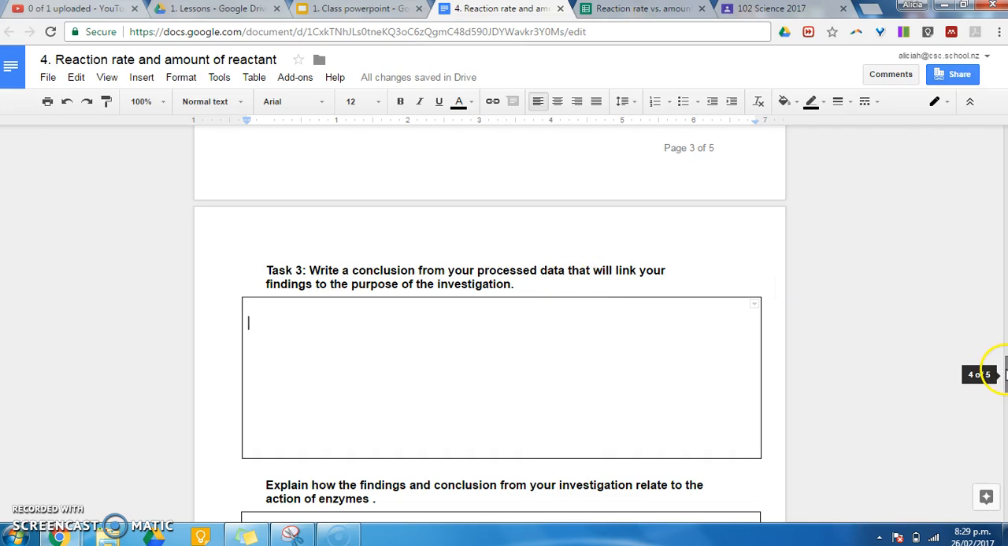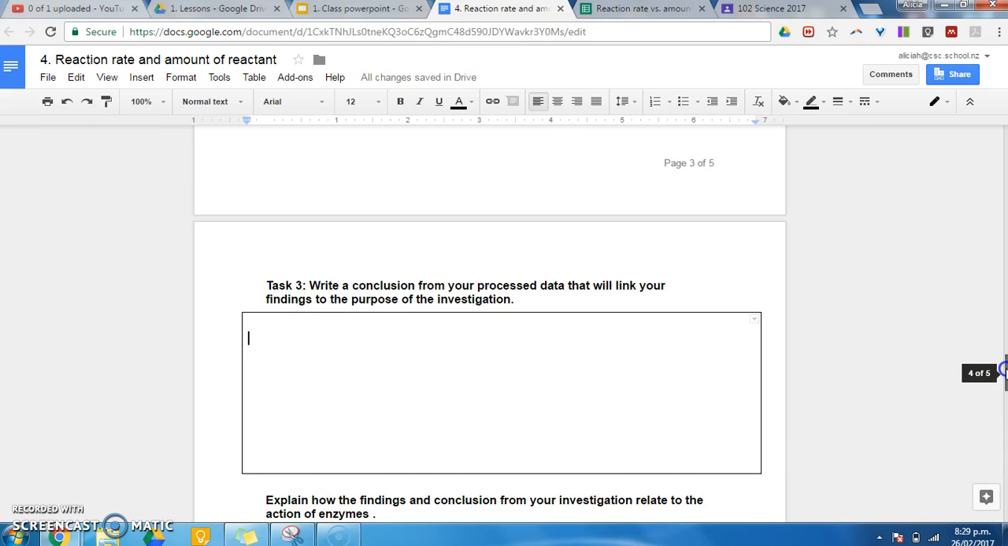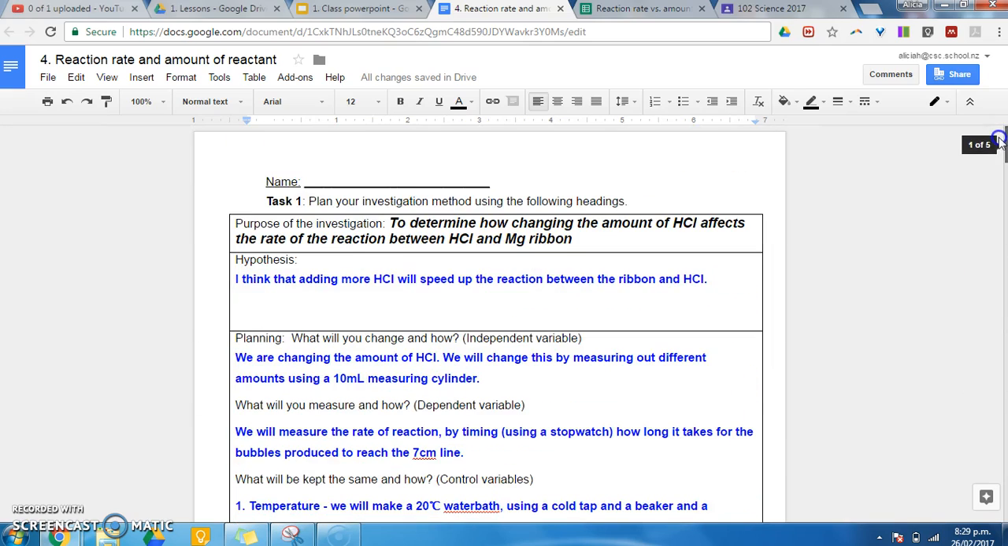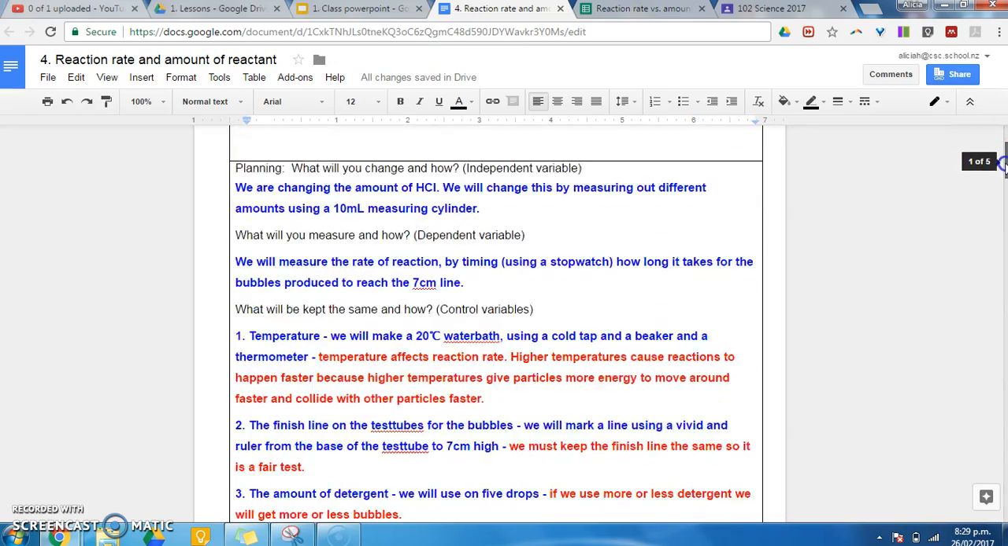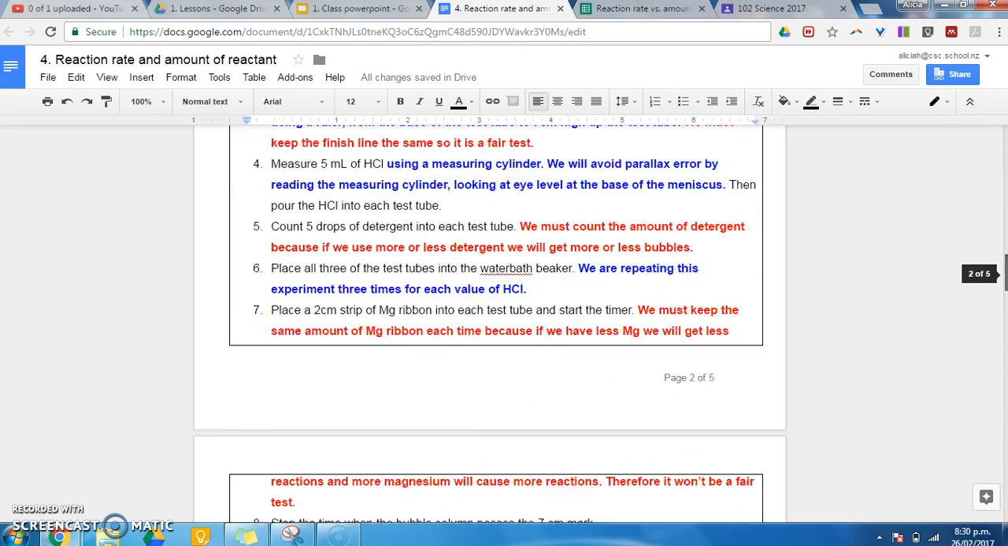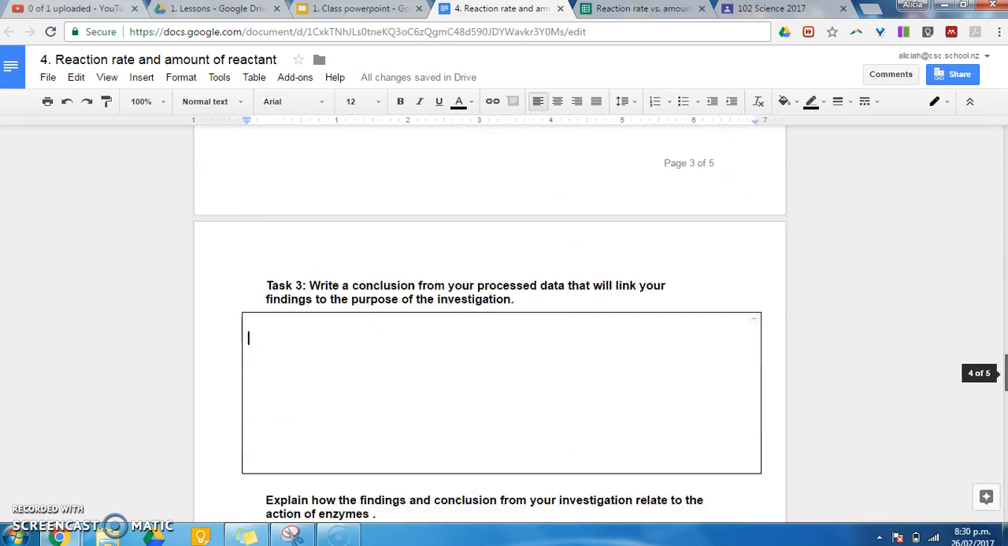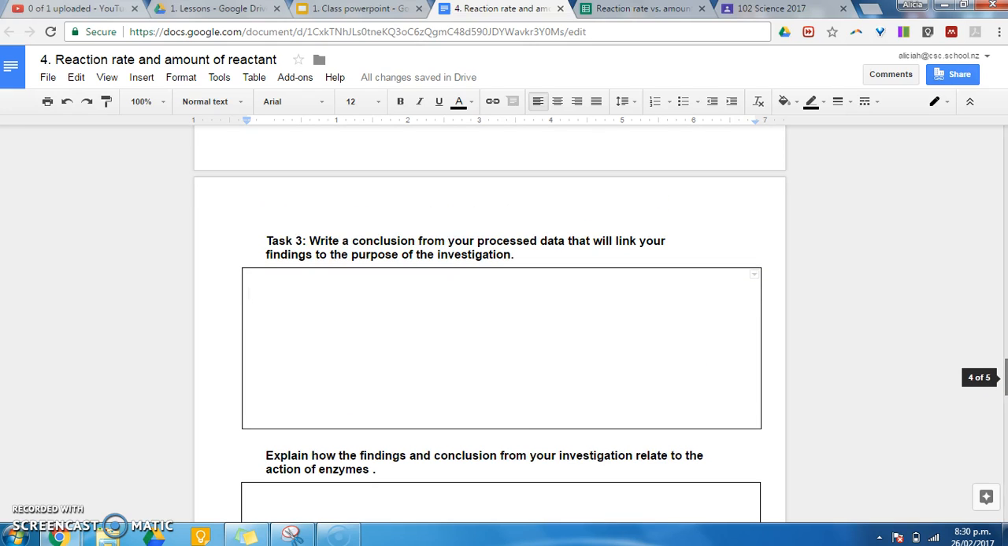So first of all, we have to find out what the purpose of the investigation was. You can flick back to your first page or scroll back up to it if you're using the digital version, and the purpose was to determine how changing the amount of hydrochloric acid affects the rate of reaction between hydrochloric acid and magnesium ribbon. So if we go back down to our conclusion, we now know our purpose, and we have to link that to what we found.